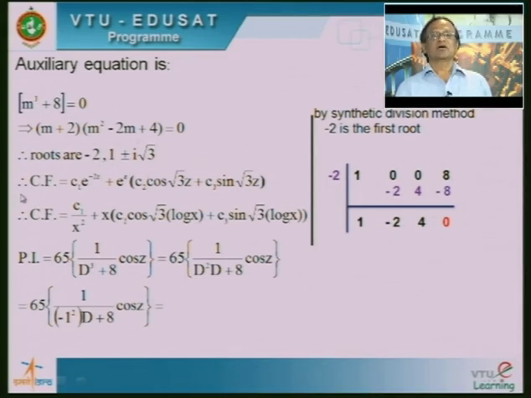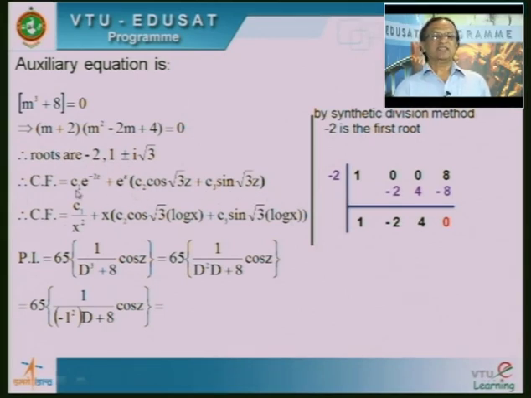So, therefore, the complementary function is C1 into e to the power minus 2z plus e to the power z, since alpha is equal to 1, into C2 into cos root 3z, because beta is equal to root 3, plus C3 into sine of root 3z. This is the complementary function.